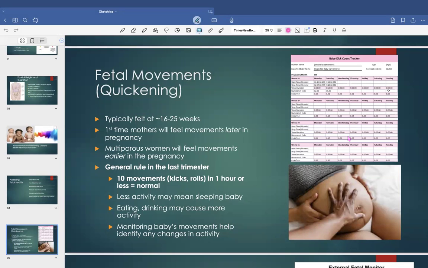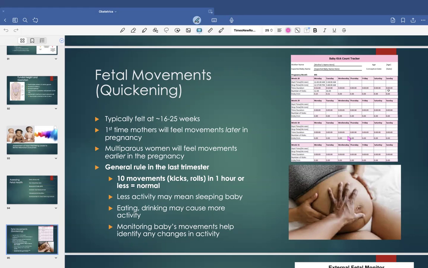The general rule in the last trimester: 10 movements, kicks, rolls, whatever the baby's doing in there, dancing, in 1 hour or less is normal. Less activity may mean a sleeping baby. Eating and drinking may cause more activity, especially if you had spicy pad thai or something. Monitoring the baby's movements helps identify any changes in activity. So mom will be very helpful in this.